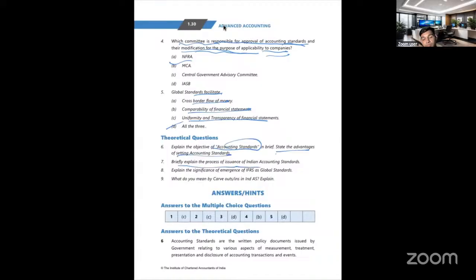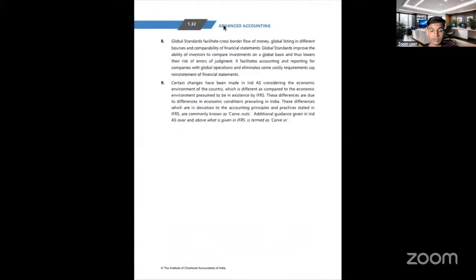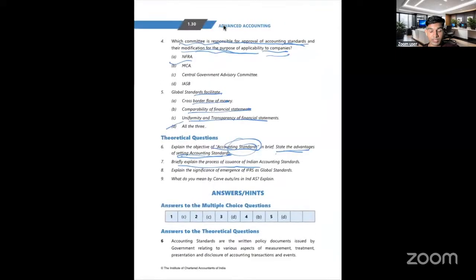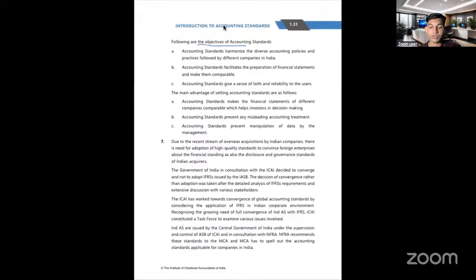So we'll see one problem. It's the accounting standards' objectives and the advantages of setting accounting standards. So we'll go to the sixth question. The answer: accounting standards are the written policy documents issued by the government relating to the various aspects of measurement, treatment, presentation, and disclosure of accounting transactions and events. Following are the objectives of accounting standards.